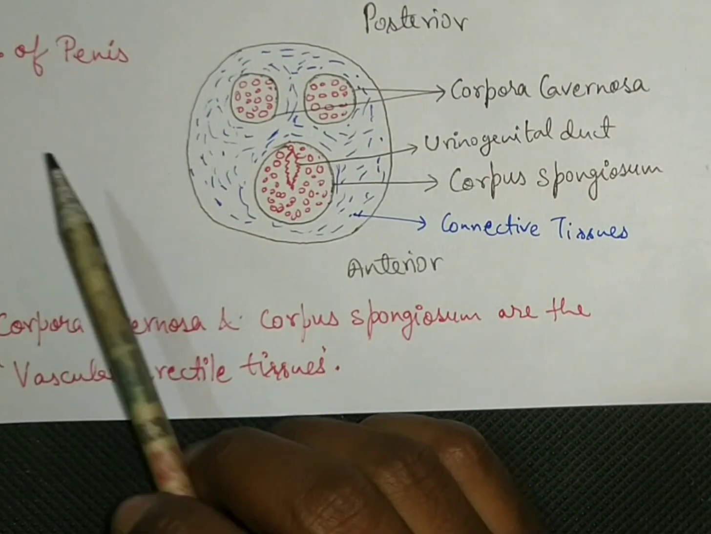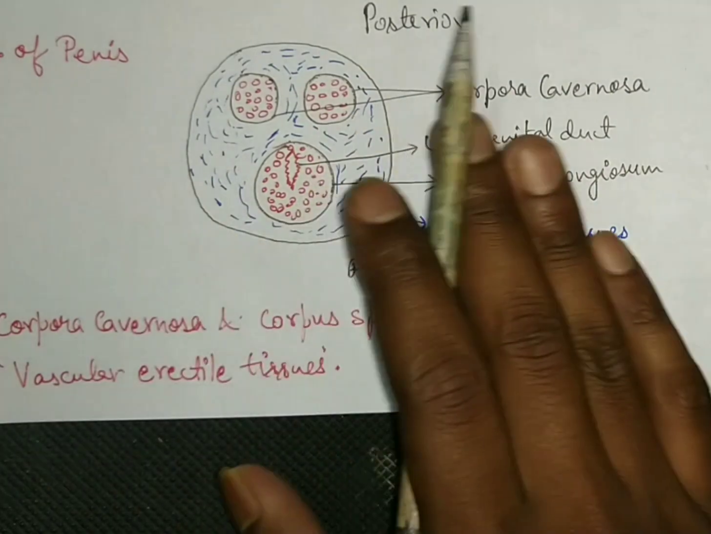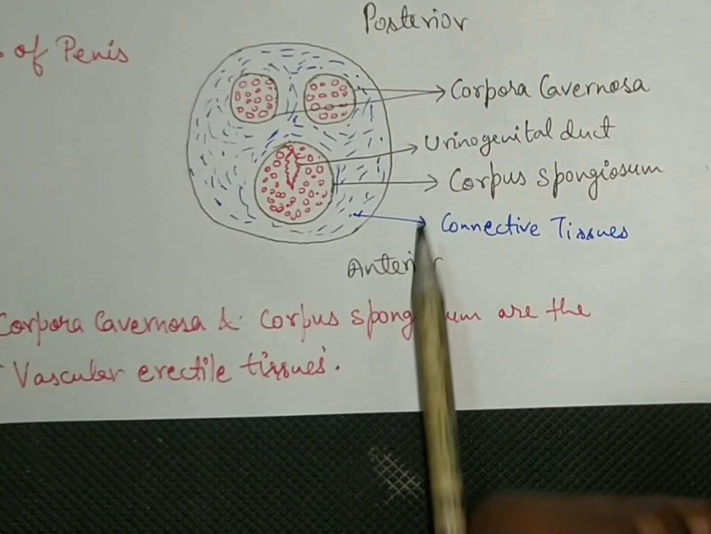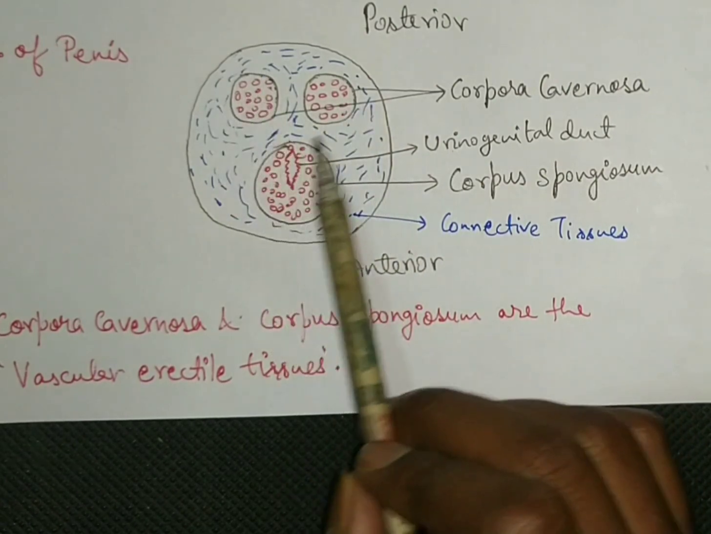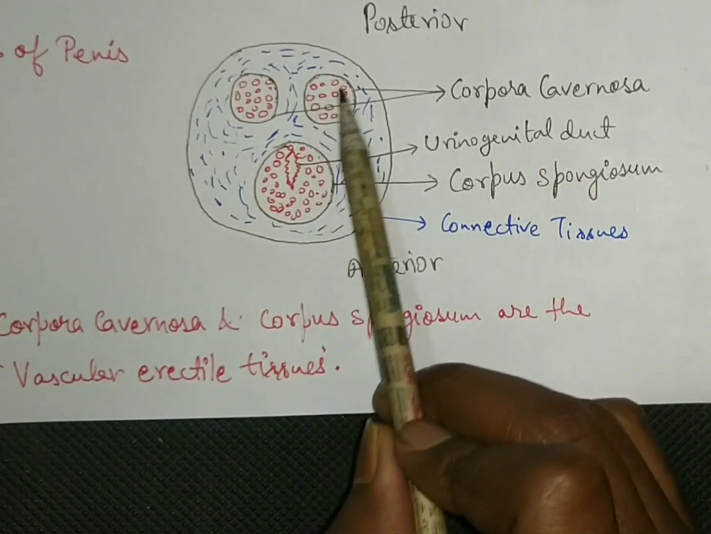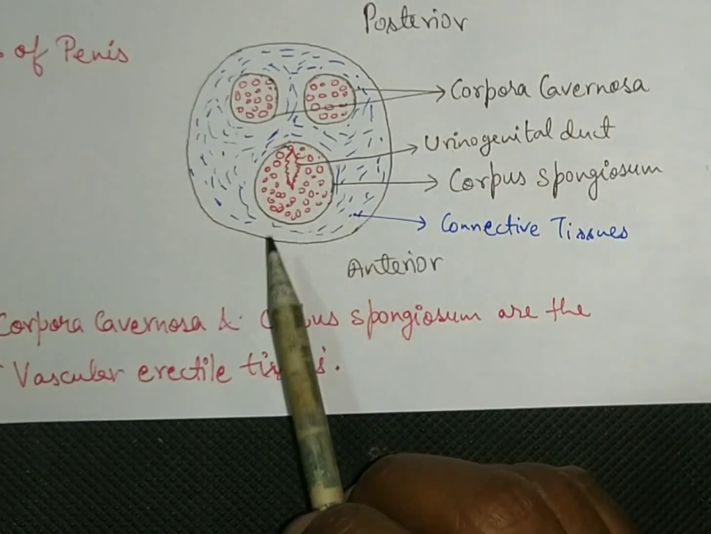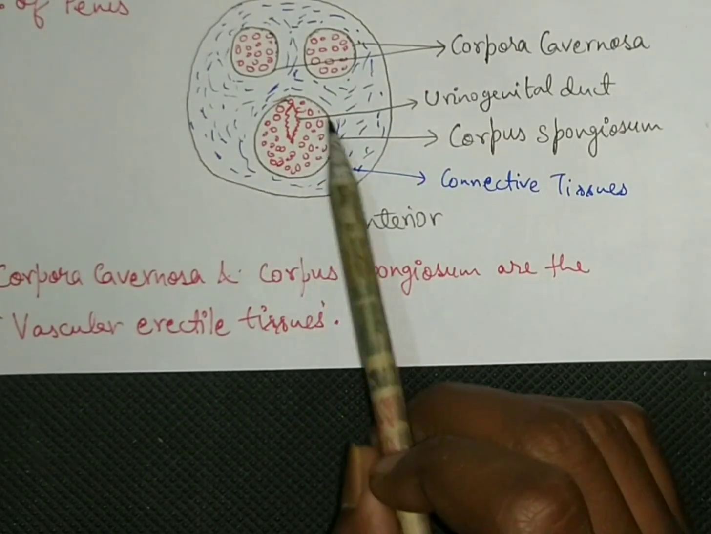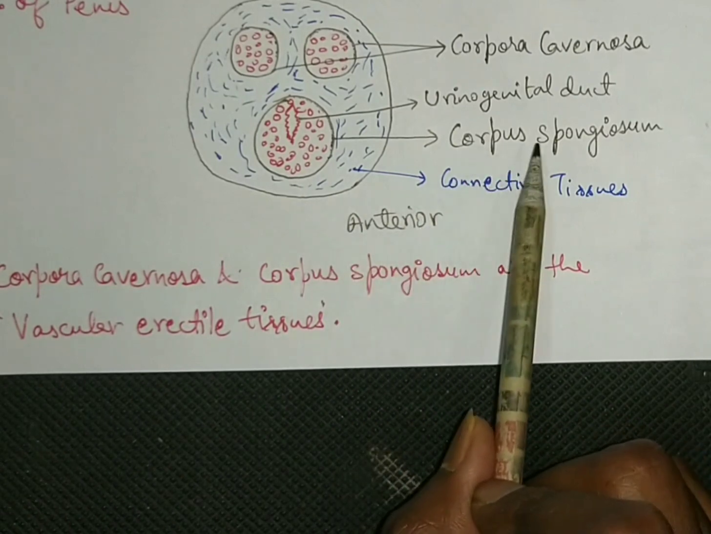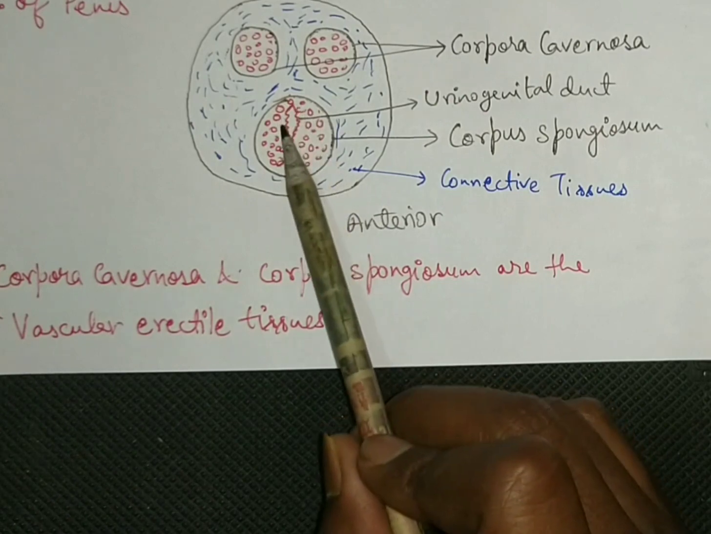Now we are looking onto the transverse section of penis. When the penis is cut transversely, then there will be posterior section and anterior section. The posterior section has two structures known as corpora cavernosa, and these red spiracles are the blood vessels. And the anterior region has a structure, a little bit of larger single structure, that is corpus spongiosum. It has blood vessels and urinogenital duct.